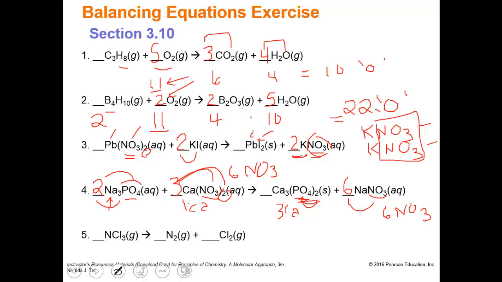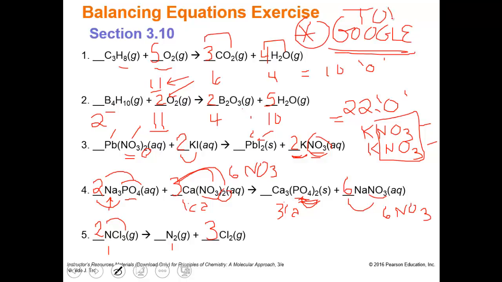And the last one. Well, there's only one thing on the left, so we're going to start with that. 1 nitrogen, 2 nitrogens. Put a 2 out front. So we got 2 nitrogens on the left. So 2 times the chlorine here. So 2 times 3 is 6. So we just need a 3 out front to get 6 of the chlorines. Woohoo! Now, I do suggest Google balancing chemical reactions and do tons of these.